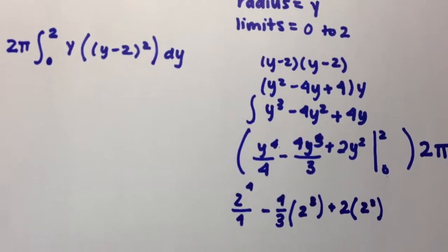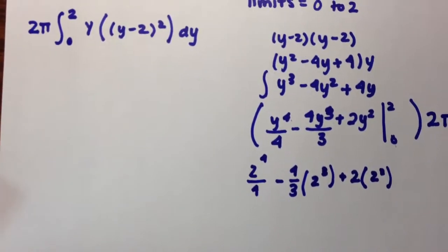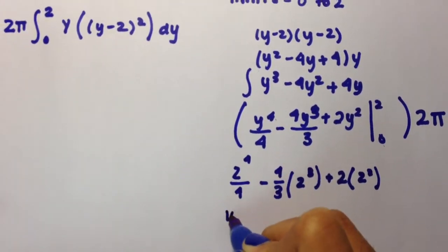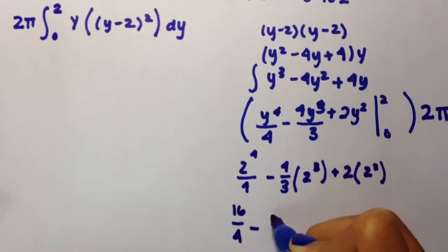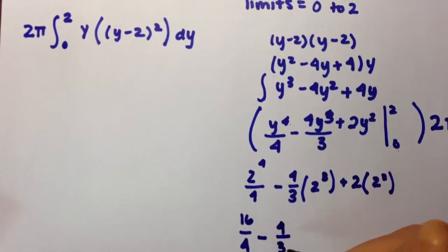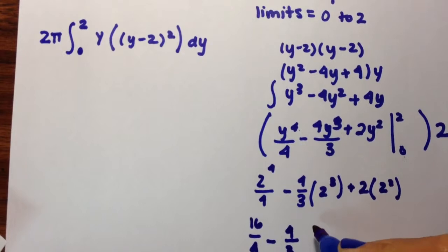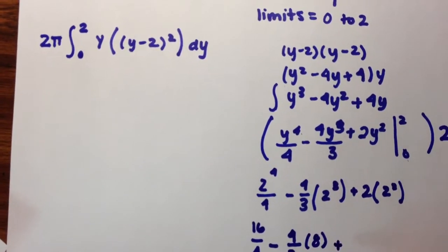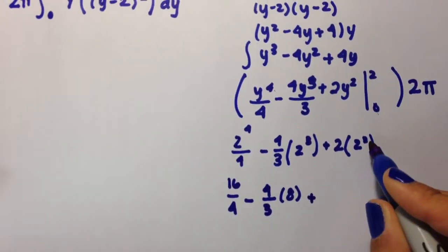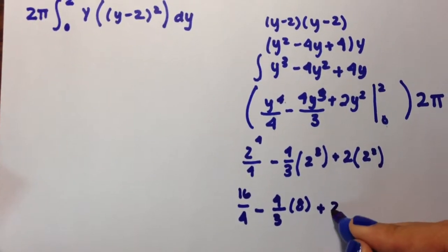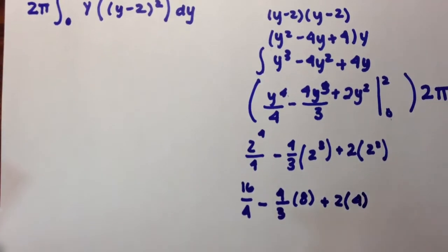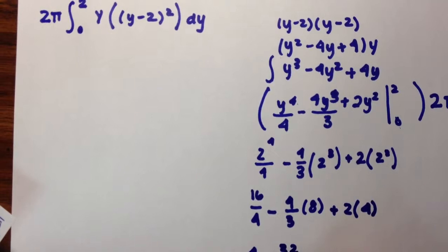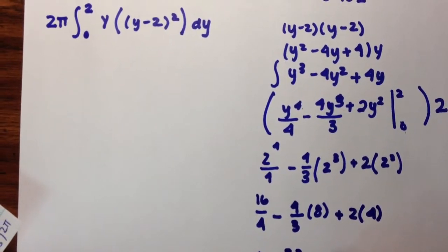So now we're going to have to simplify even more. 2 to the 4th is going to give you 16 divided by 4, minus 4 over 3 times 2 times 2 is 4, 4 times 2 is 8, plus that's to the second, so we have 2 times 4. Simplify some more: 4 minus 32 over 3 plus 8.